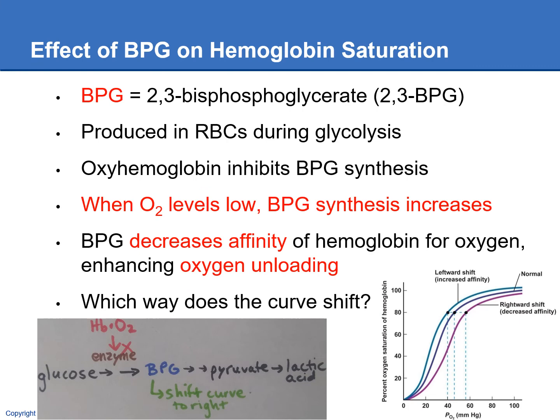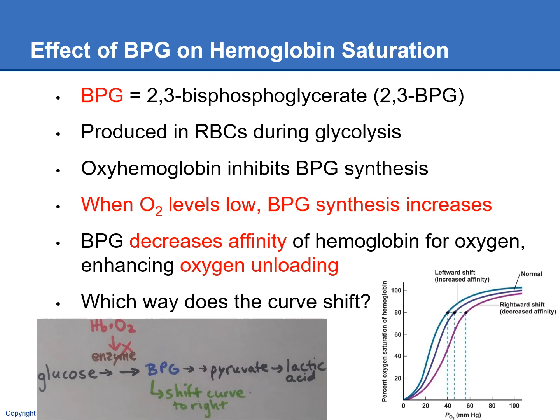The chemical BPG also will affect how well hemoglobin binds to the oxygen, and this will shift the curve to the right or to the left. BPG stands for 2,3-bisphosphoglycerate, which I will not ask you about, just know BPG. And BPG is produced during glycolysis as the red blood cells do fermentation. So remember, that's how they make their ATP since they don't have any mitochondria.